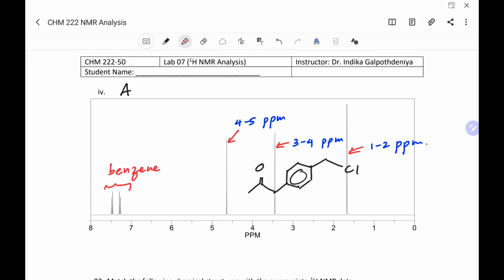Okay, so let's match them once again. 1 to 2, or ideally it should be around 2 to 3 in our approximation, but this peak right here is the 3 to 4 peak, and then this peak right here should be around 4 to 5. Okay, so every peak matches, so we got our answer.